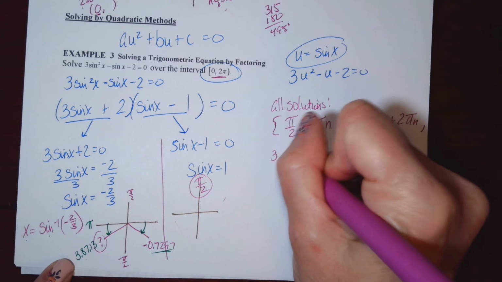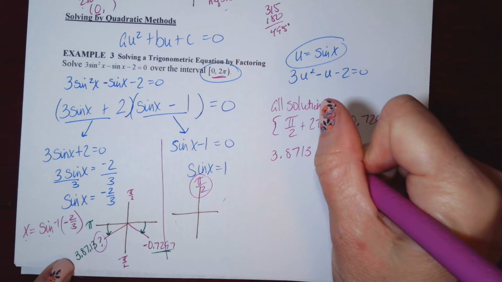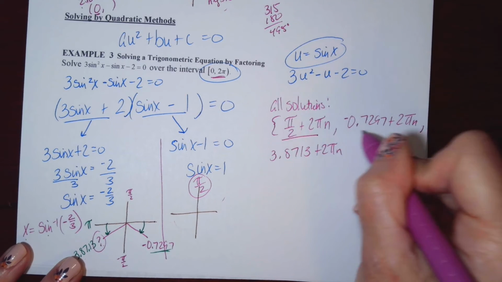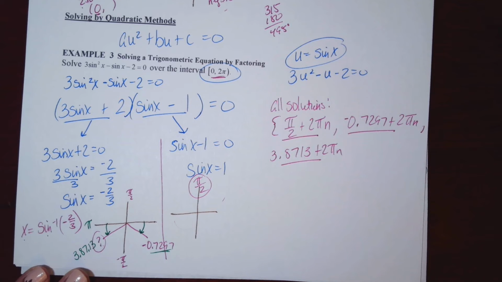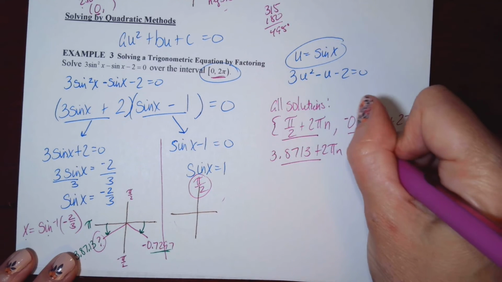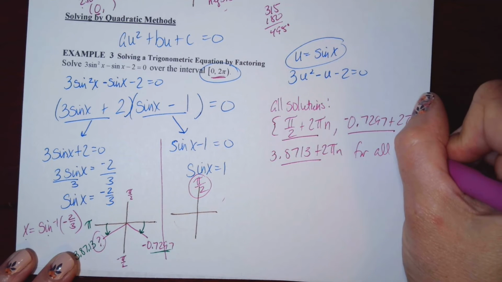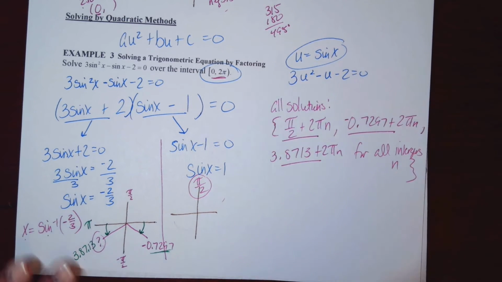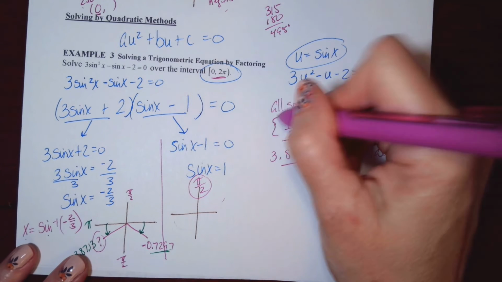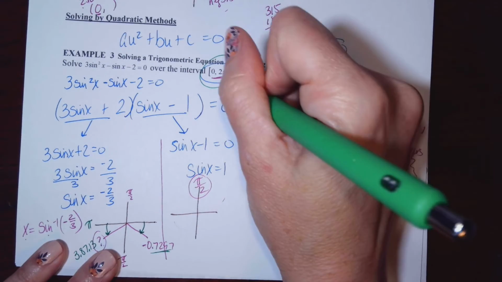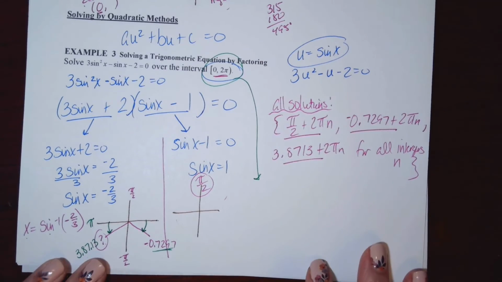So 3.8713 plus 2 pi n, and I have these three locations for angles where they're going to terminate and give me a solution to my equation for all integer values n. For n is any integer. Okay, that's my all solution statement. But that's not what we need. We need solutions within this interval.